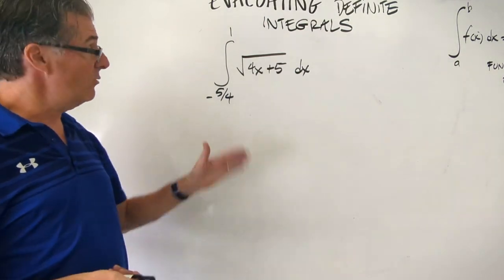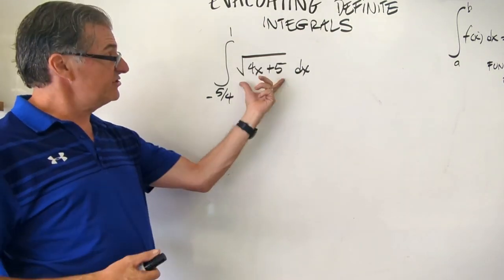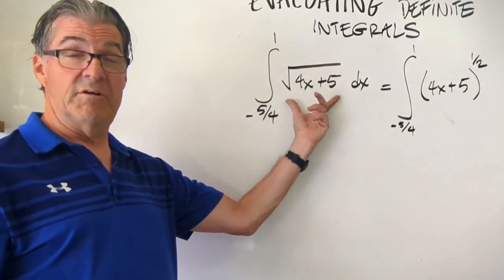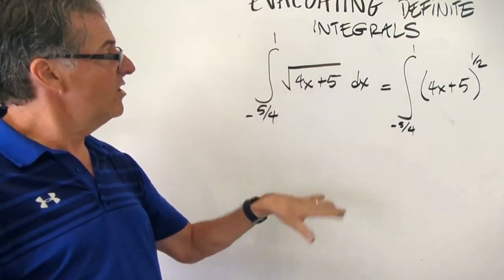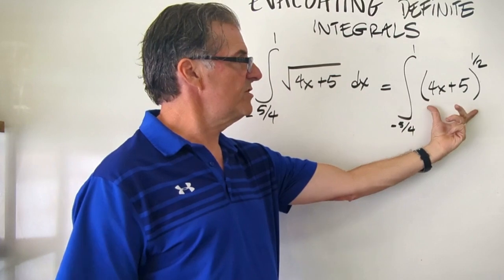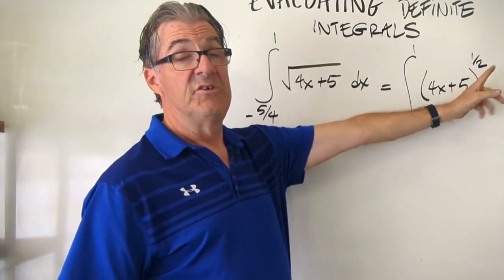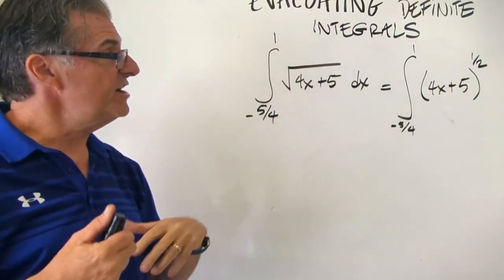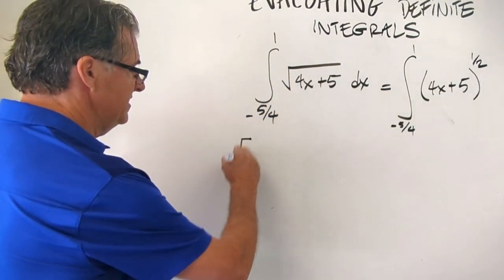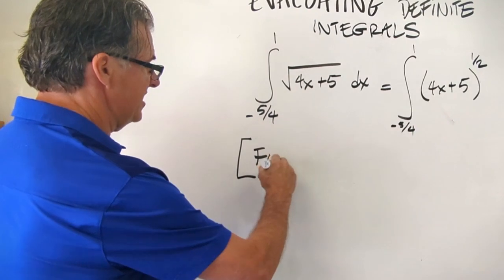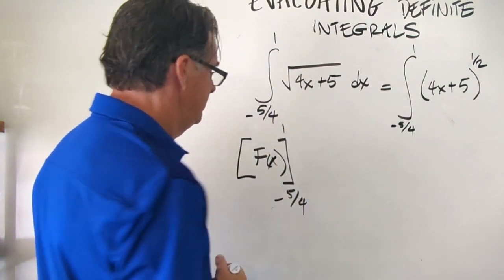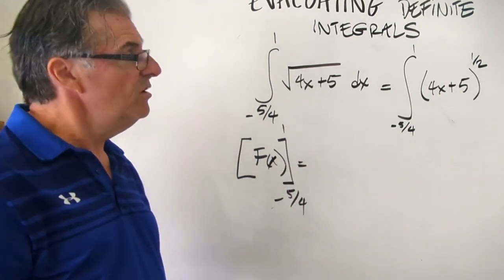It's just one step, but I want you to rewrite this integral so that the integrand is in the correct form. Okay, so I remembered that the square root is just a 1/2 power, so I rewrote this with the part under the root as 4x plus 5, all raised to the 1/2 power. So now I can use my integration rule to find the integral of this, F of x from minus 5/4 to 1. So go ahead, pause the video, and do that rule.